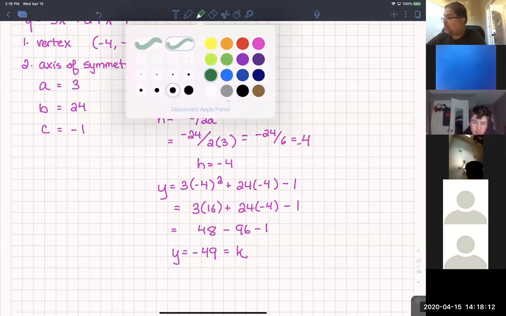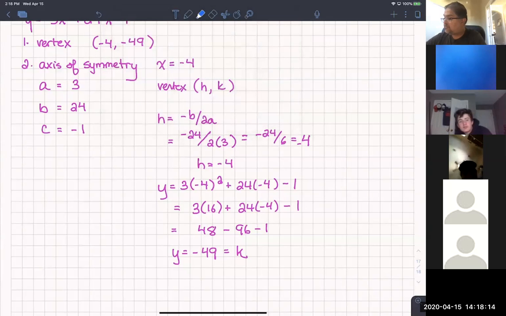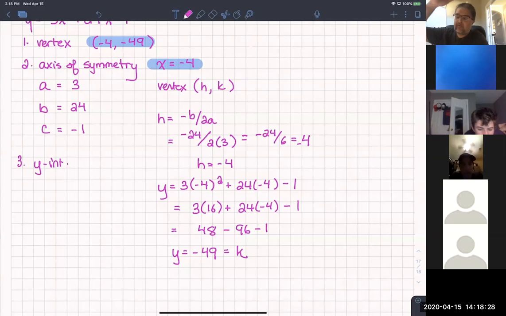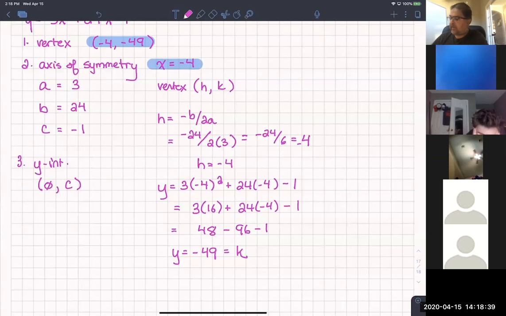So let me highlight these. That's my vertex. That's my axis of symmetry. Now, y-intercept. Remember, the y-intercept is where the graph crosses the y-axis. The y-intercept is 0, comma, the constant term. So the y-intercept in this equation is (0, negative 1).